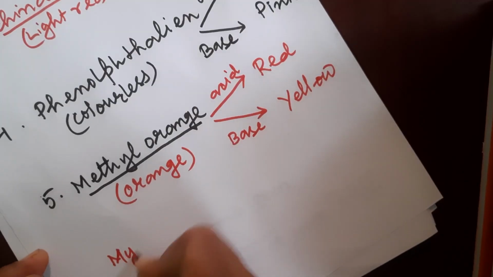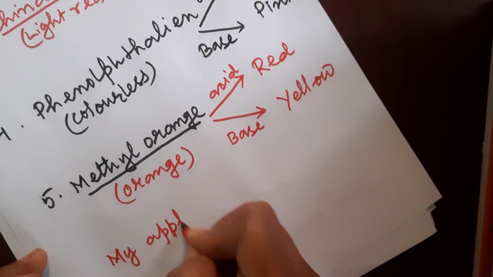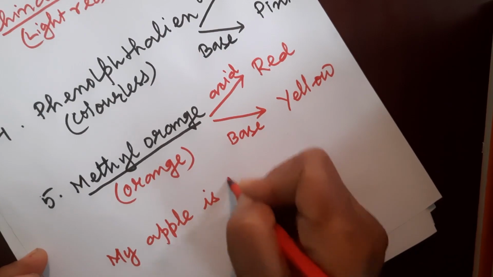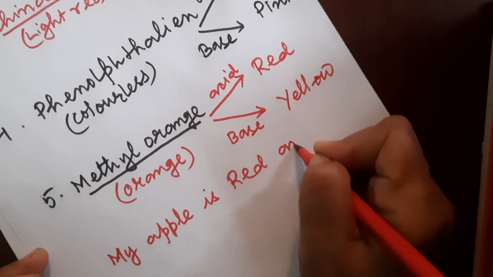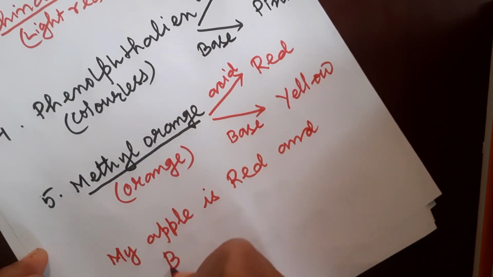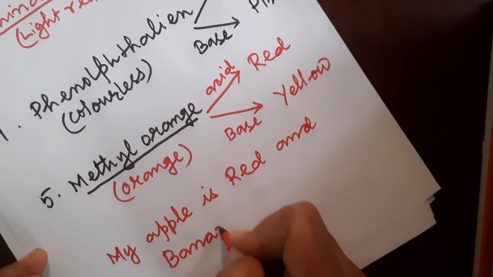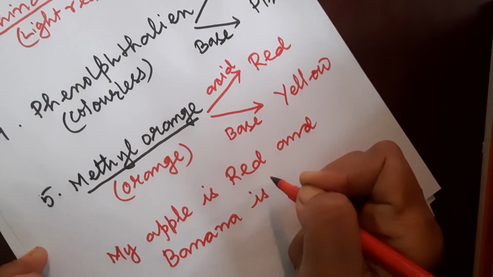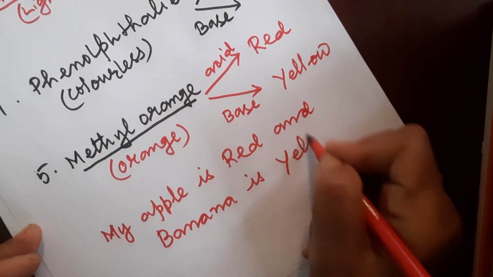Now there is an interesting way to remember this. What is that? My apple is red and banana is yellow.